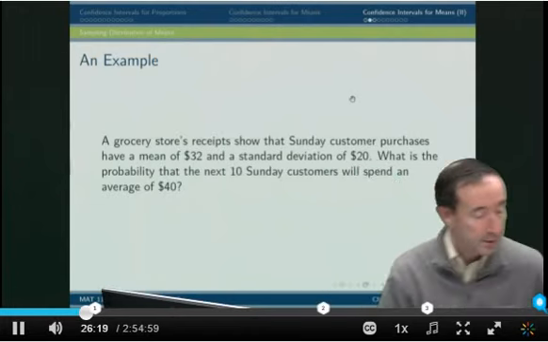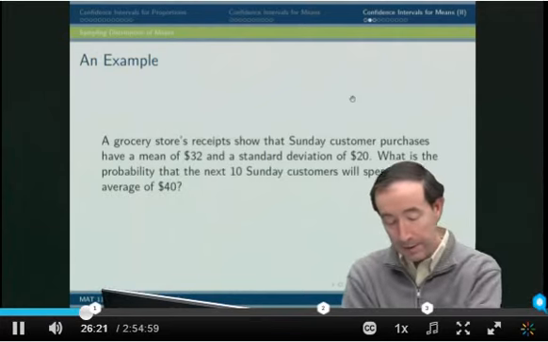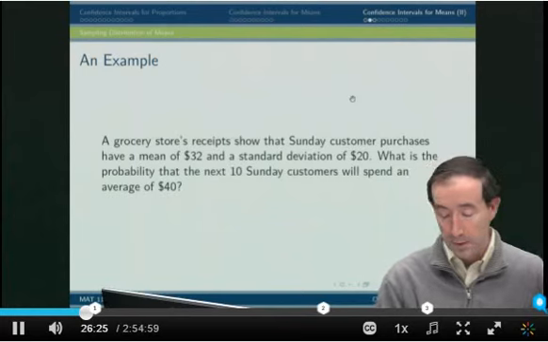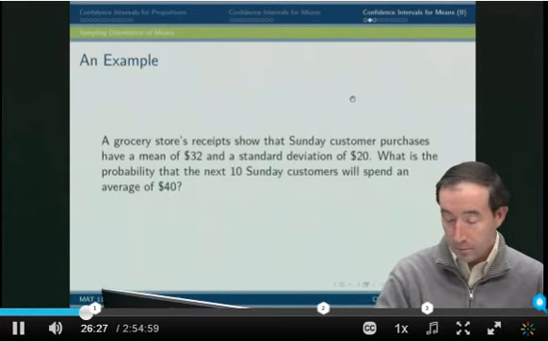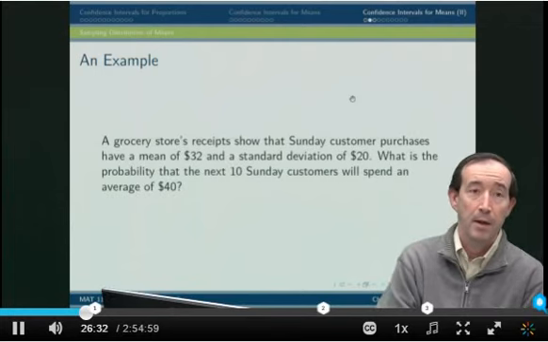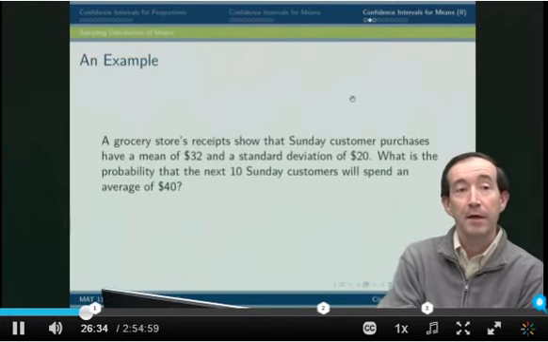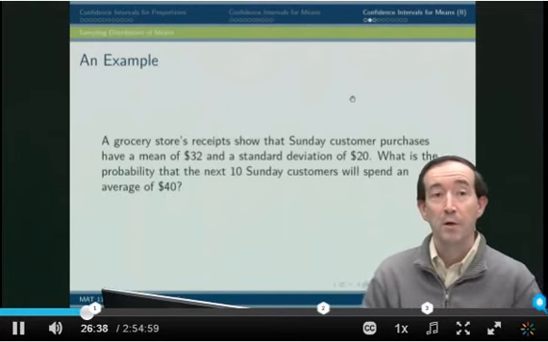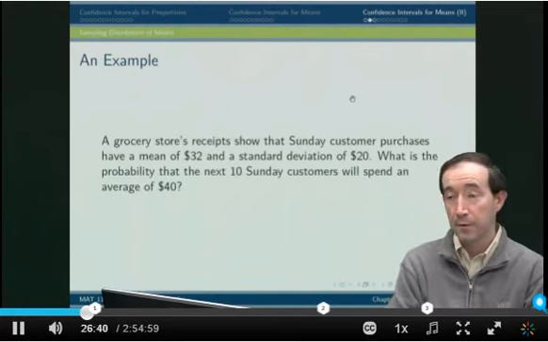Okay. Yeah, actually this will help with highlighting the population, the sampling distribution. So let's do that. Suppose I work as a manager for a grocery store, and I want to understand the likelihood that I will have 10 customers this afternoon who spend an average of $40.